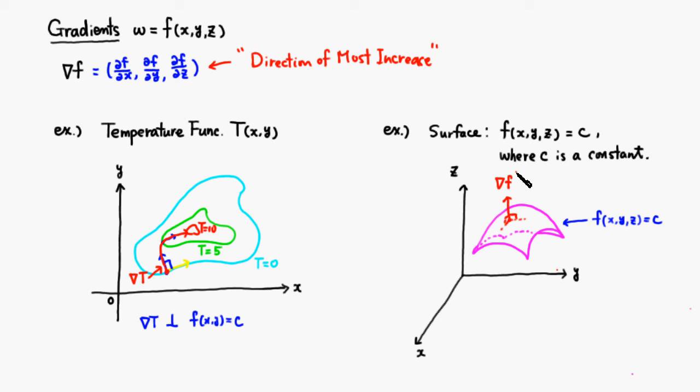Because again, think of it as the direction of most increase. This purple surface is going to be isothermal if it was temperature, where the function or temperature doesn't change. So if you want to get the most increase in temperature or function value, you would want to go perpendicular to that surface. So the gradient is going to give you that direction. All right, that's it.